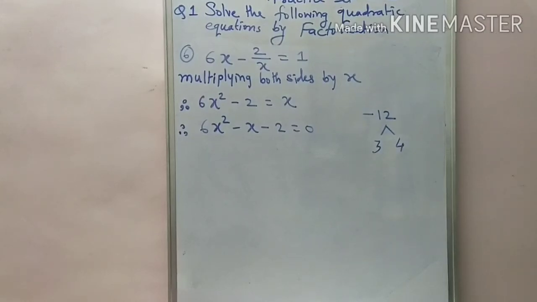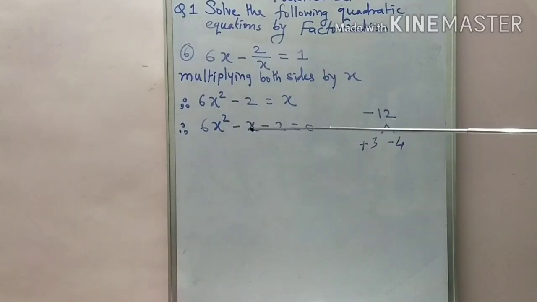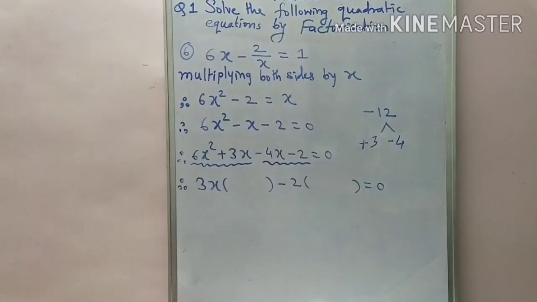Now we have to decide the signs also. Subtraction means both factors have opposite signs, one is plus and one is minus. Which one is plus and which is minus, we decide from the middle term. The middle term's sign we give to the greater factor only. So the minus sign goes to 4, and the opposite sign to the remaining factor. So +3 and −4 are the factors, and now we bifurcate the middle term with these factors.